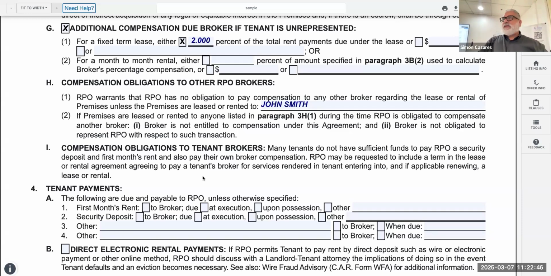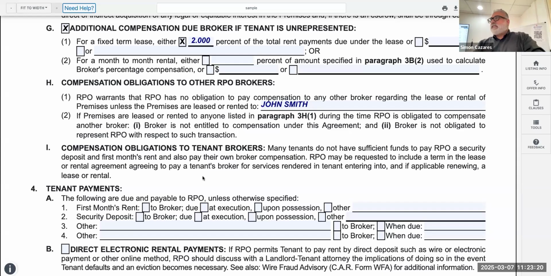I had a death in the family, I have to go out of the country and I'll be gone for about a month, right? And let's say that the listing also is about to expire, right? Well, the landlord can put a stipulation that warrants that the landlord has no obligation to pay compensation to any other broker, lease or rental of a premise unless the premises are leased or rented to, right? So that's where you're going to put that information, right?